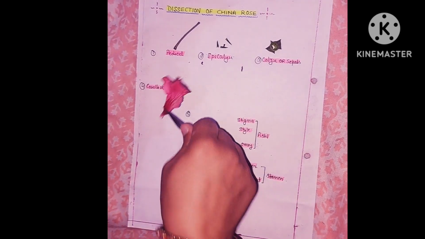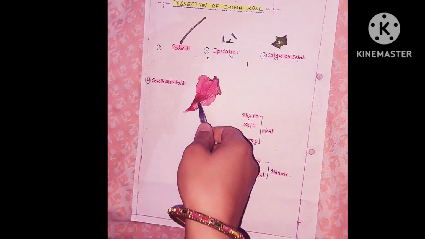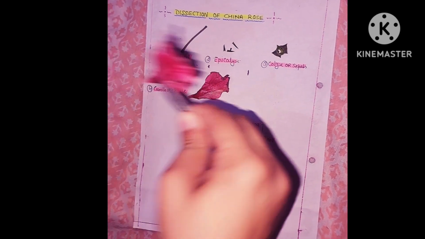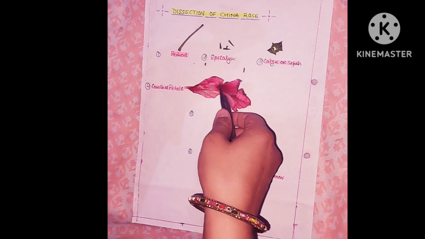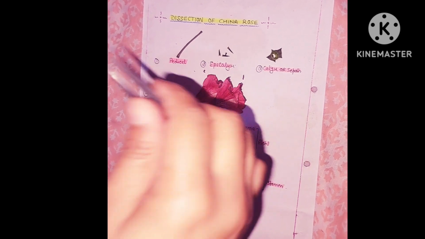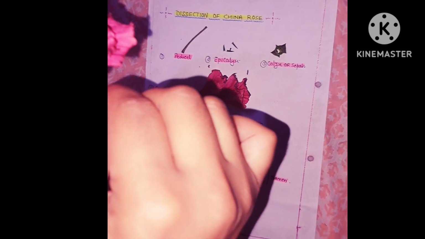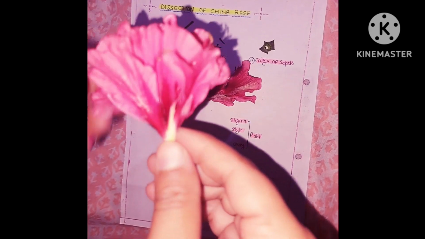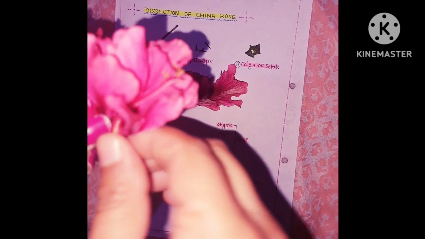Then this colorful attractive part is called as corolla, or these all are petals, and these all petals are collectively called as corolla. Main function of corolla is to attract pollinator for pollination. Now in the center you can see the reproductive parts of a flower.